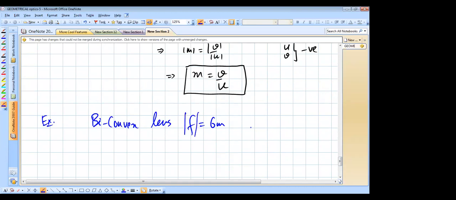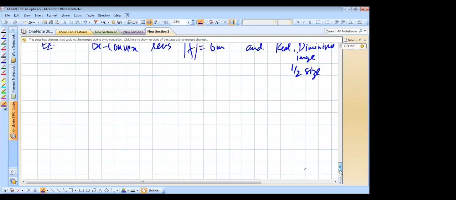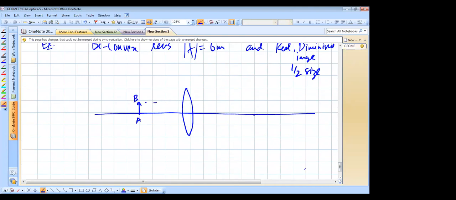Just given in terms of mod. And real diminished image. Half size. So you have this kind of situation. You've kept an object here. And the image is somewhere here. Like this.